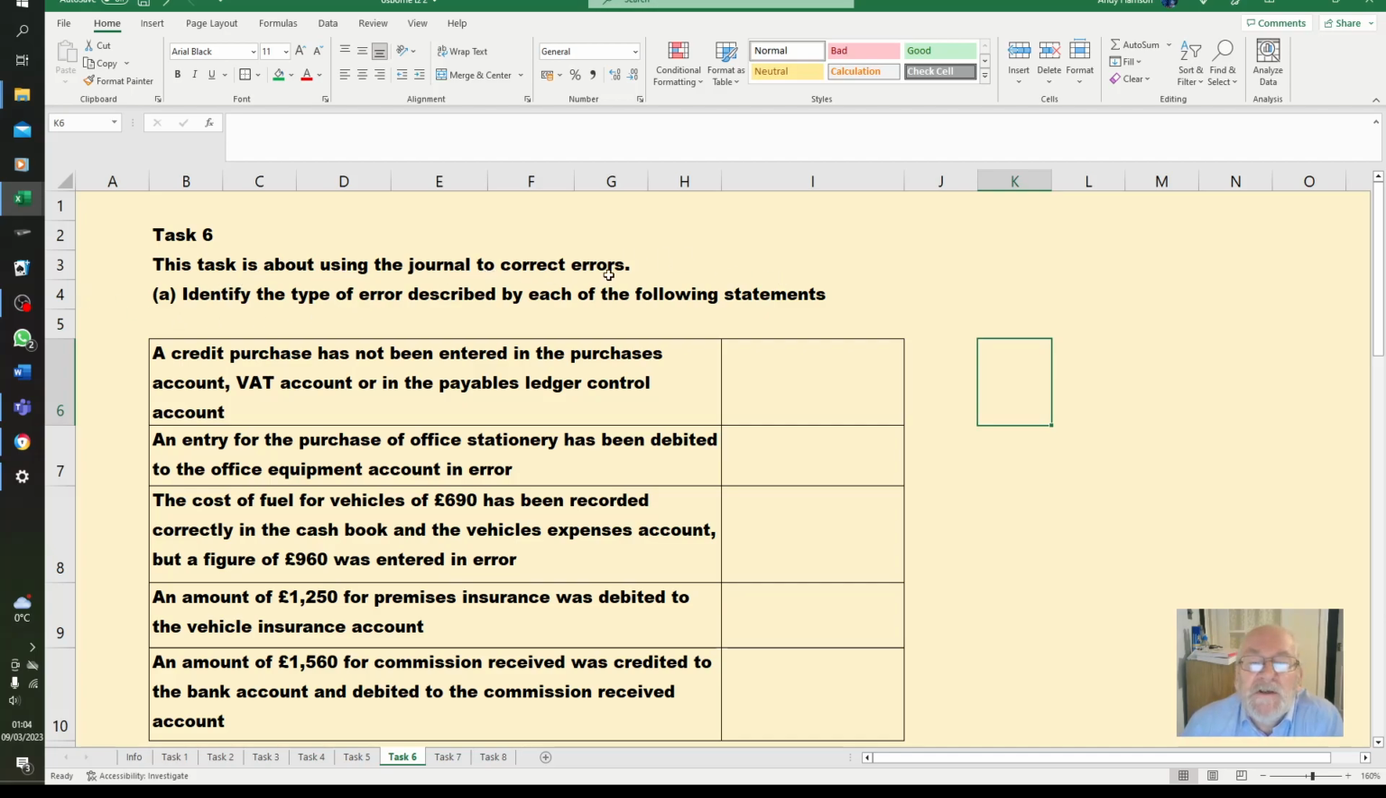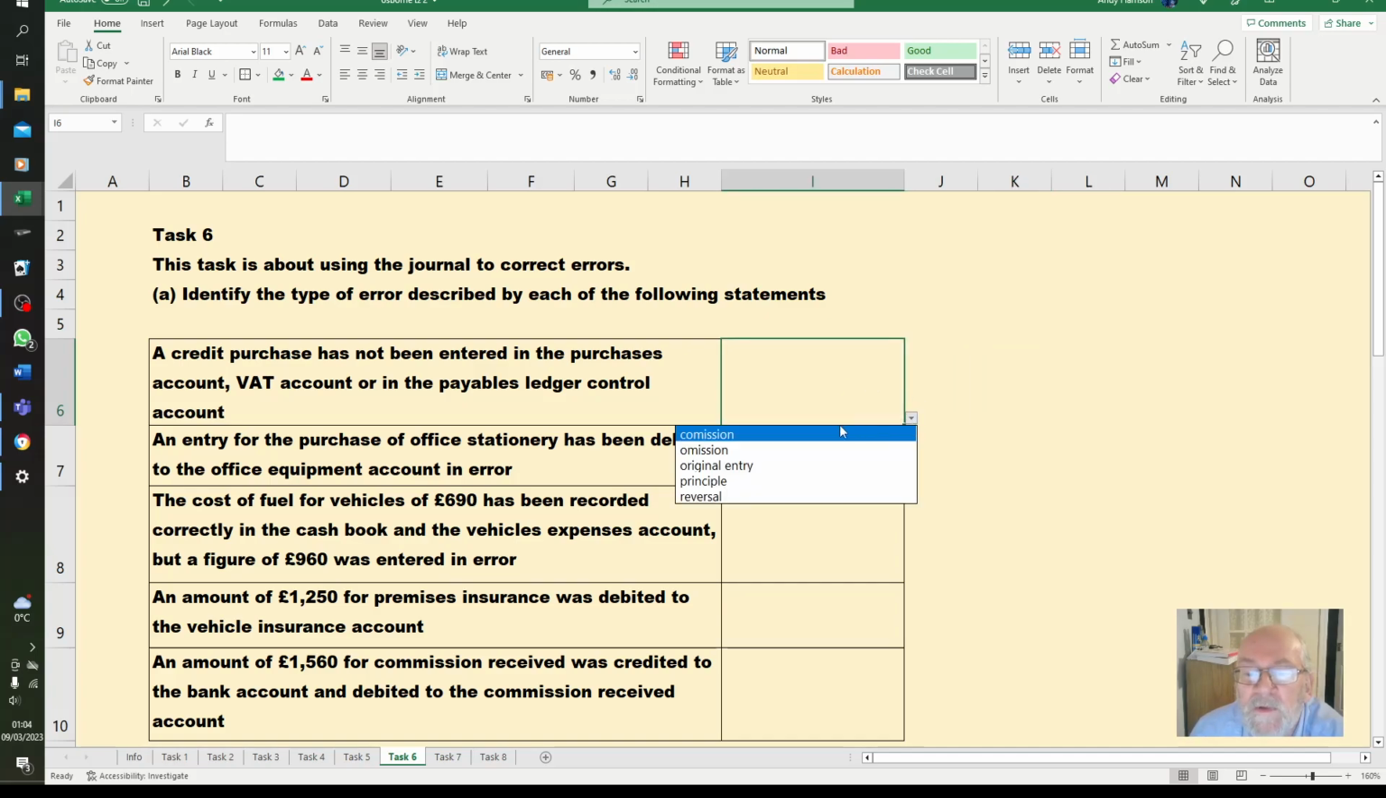Task is about using the journal to correct errors. Types of errors, you've got to learn the names. So this at least is the names, I haven't actually typed them in full, I've just done the short version. So credit purchase, not entered in purchases account, VAT or payables, in other words we've missed it out, which is an error of omission.